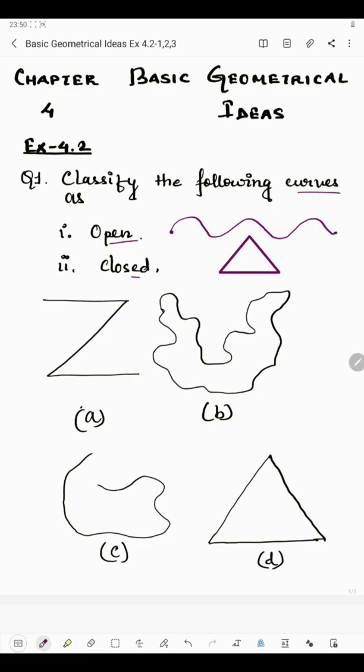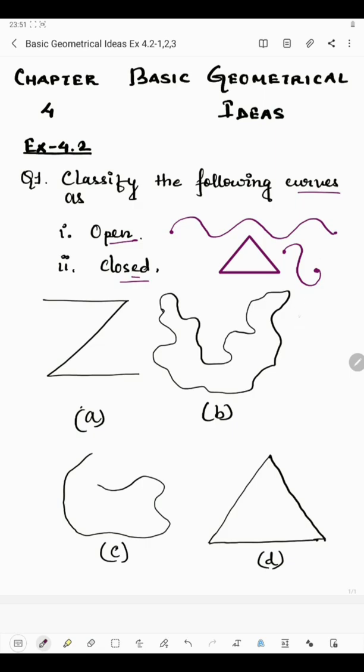Now what do you mean by open curve and closed curve? Open means, like here, if I start drawing a figure like this and here I have stopped, this is the starting point and this is the ending point, and these 2 points are different. So if the end points are different, then it is said to be an open curve.